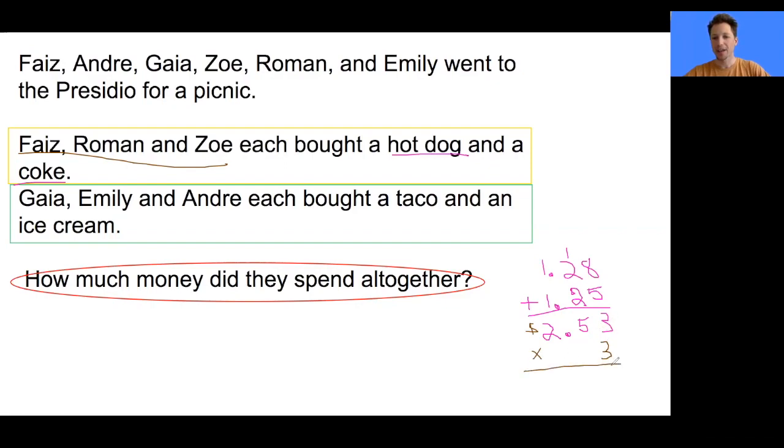And 3 times 3, that's 9. 3 times 5, that's 15. I'm going to put the 1 up here. I'm going to carry the 5 down below. Again, do not forget about your decimal point. The decimal point goes there. 3 times 2, that's 6, plus 1, that's 7. All right, so I have this order for Faze, Roman, and Zoe is $7.59.